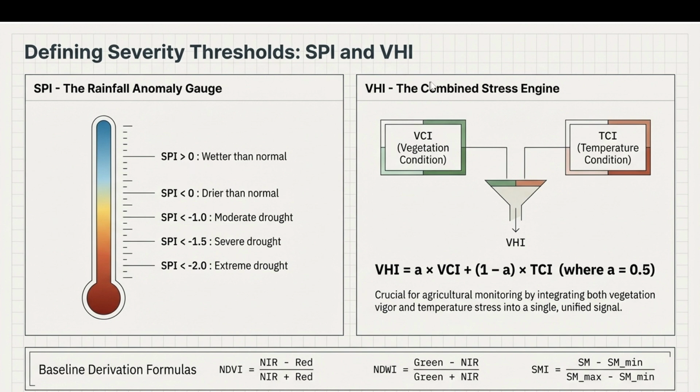And VSI, the combined stress engine. So we just combine the VCI, mainly the vegetation condition index, and TCI, the temperature condition index, and compute the VHI, the vegetation health index. So this is the formula for that. Okay, vegetation health index. It is also used to identify drought condition. And I also write this formula in here.